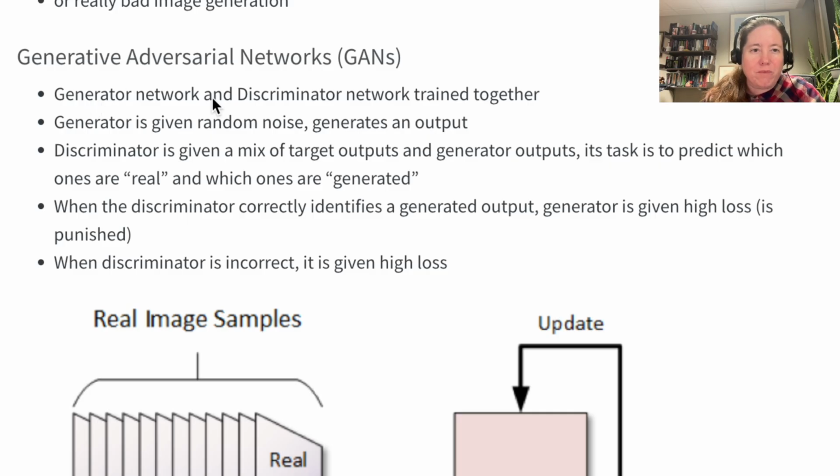So we have a generator network and a discriminator network. The generator takes as input random noise or a random seed, and it generates an output image. The discriminator is given a mix of output images generated by the generator and real images from a data set. And its task is to correctly identify whether an input it receives is from the data set or generated by the generator. And notice the generator has no access to the data set. It's just generating from randomness.